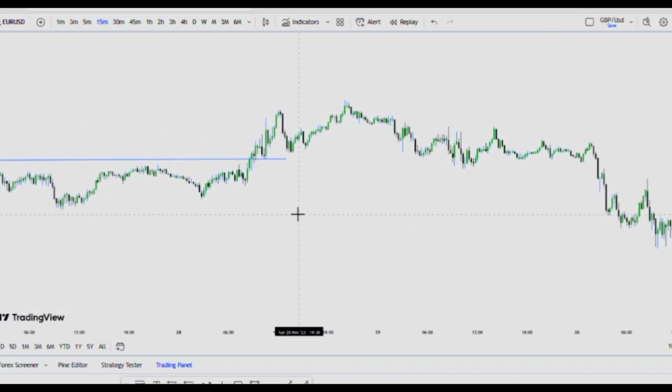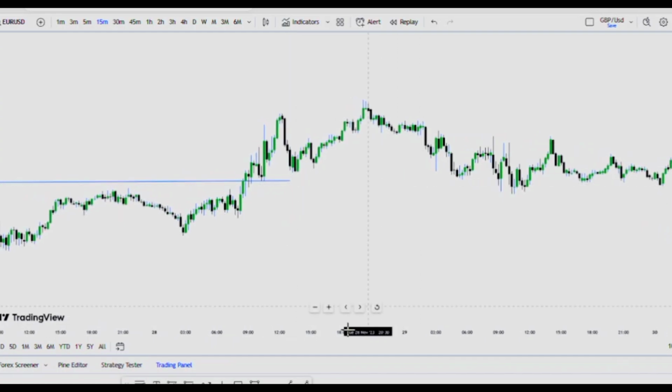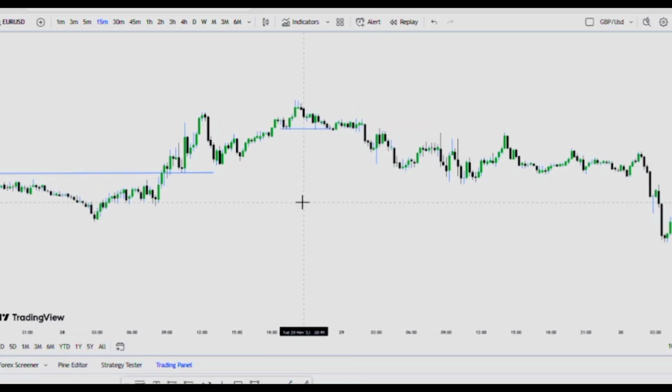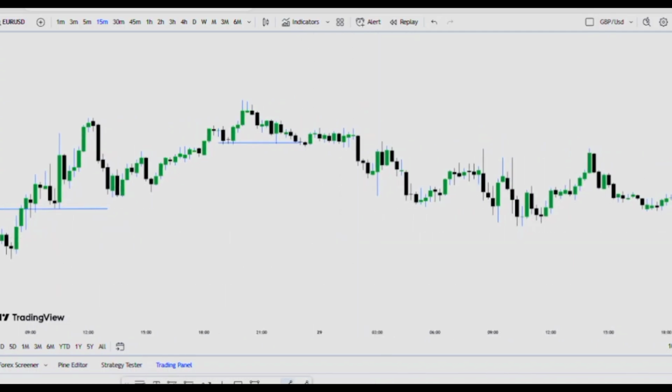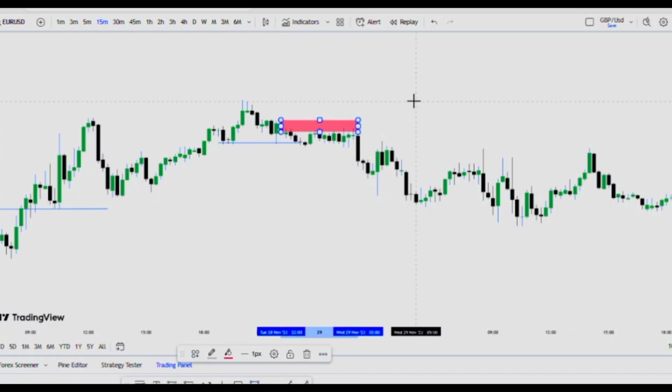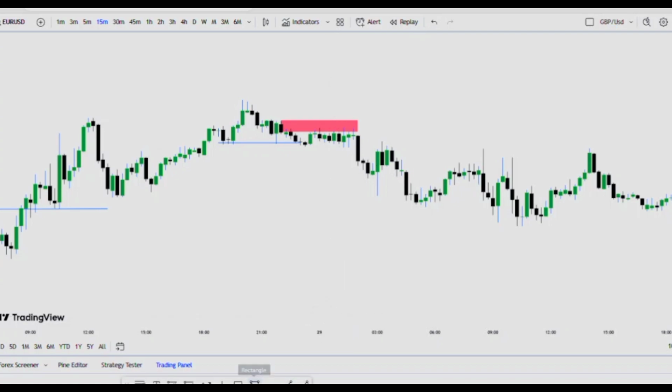Okay, so wait for a 15-minute change of structure. Once this was taken out, you can see right here a price swing. Boom. And right within here we have an OB. We have this other block, right? And just under we also have an imbalance, as you can see.